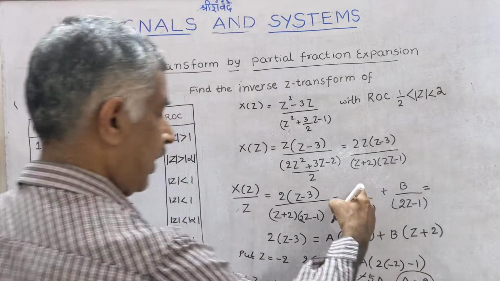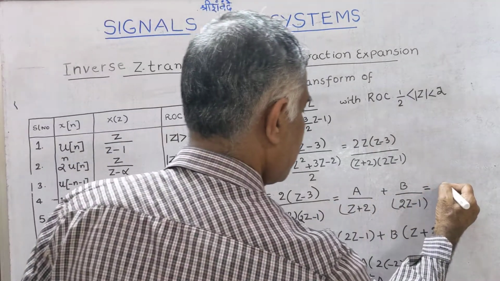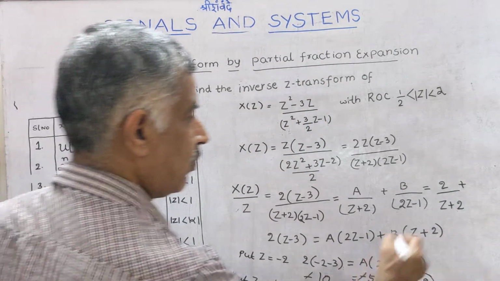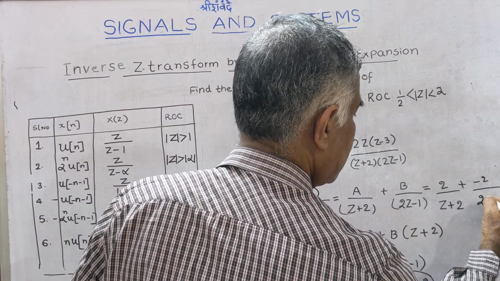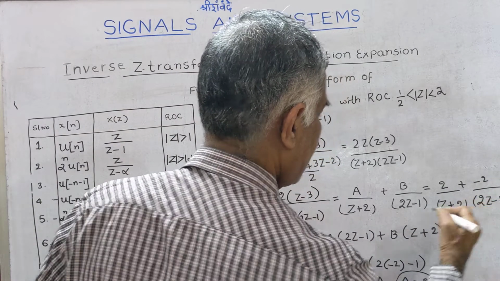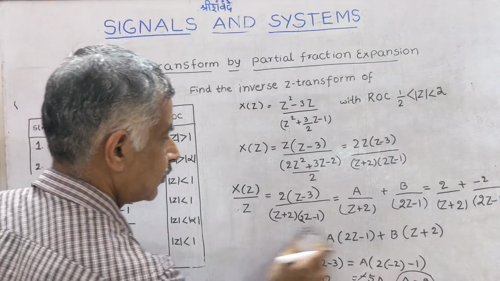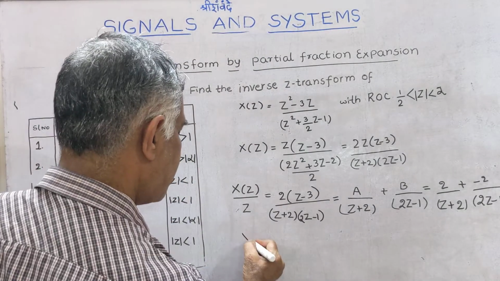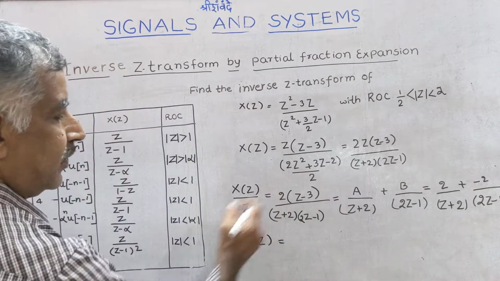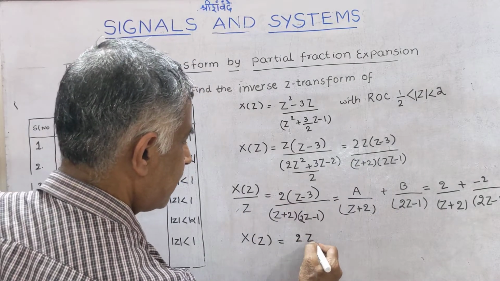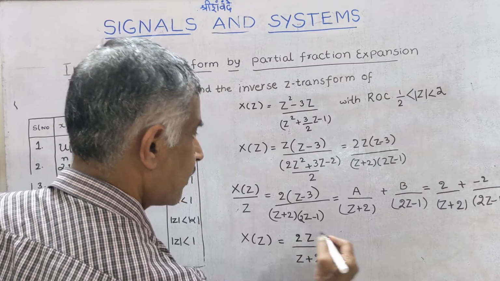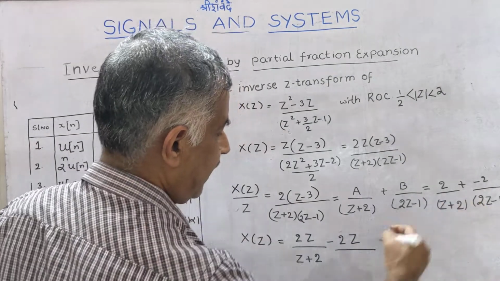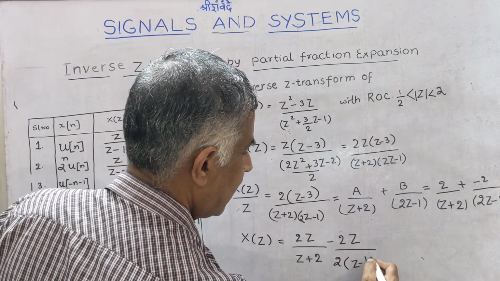Therefore, here I will write A is equal to 2: 2 over (Z plus 2) plus B, B is equal to minus 2: minus 2 over (2Z minus 1). Now X of Z is equal to, taking Z to the numerator, 2Z over (Z plus 2) minus 2Z by, taking out 2 outside, 2 into (Z minus half).